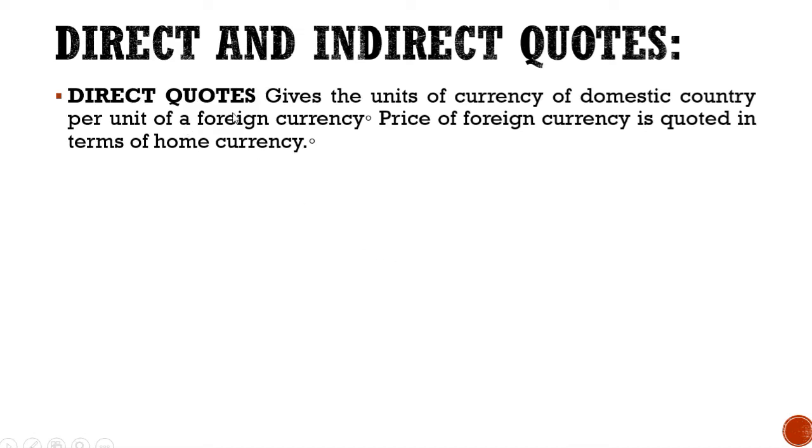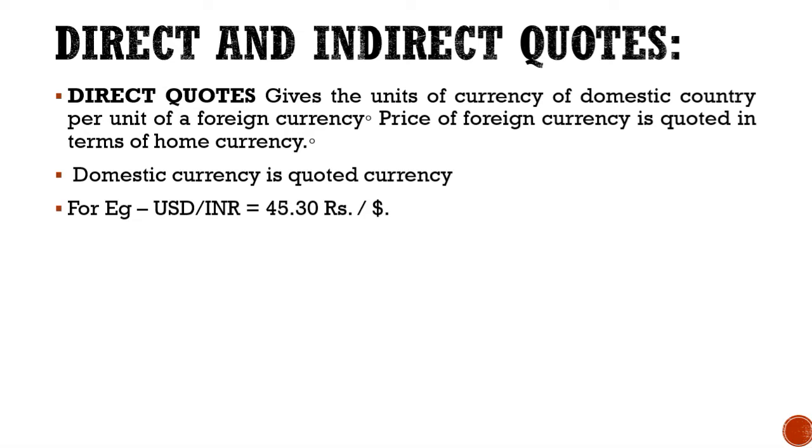Now let us understand what is meant by direct and indirect quotes. First we'll try to understand what is a direct quote. Direct quotes give the units of currency of the domestic country per unit of a foreign currency. The price of foreign currency is quoted in terms of home currency. Here the domestic currency is the quoted currency. Example, USD to INR. Here 1 unit of USD will be equal to 45.30 rupees. So this is known as the direct quote.